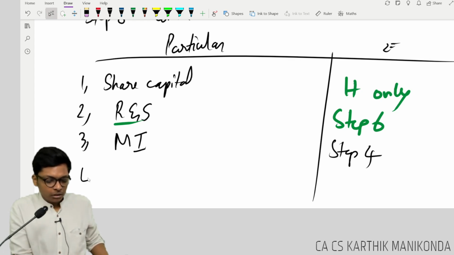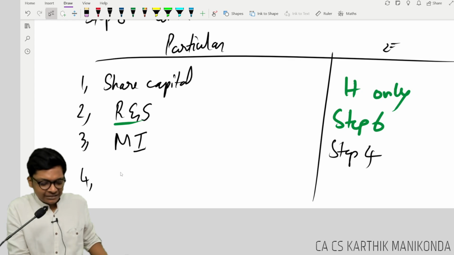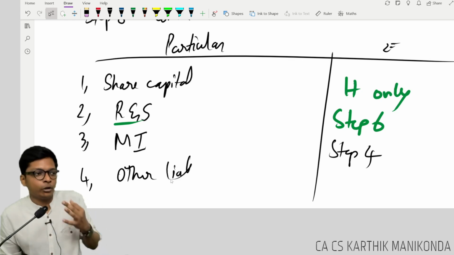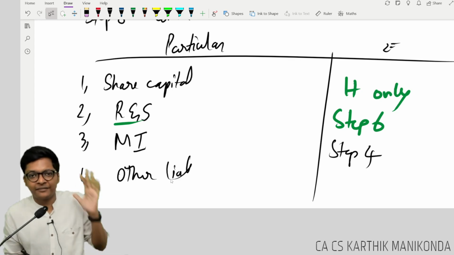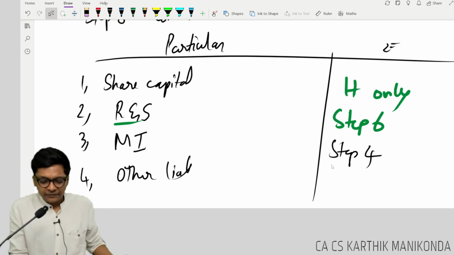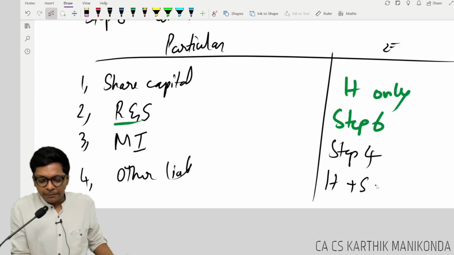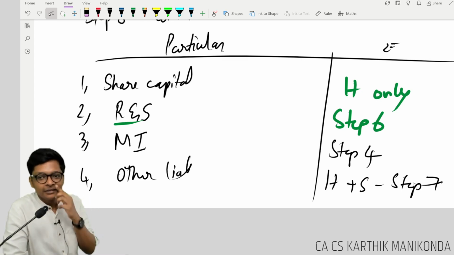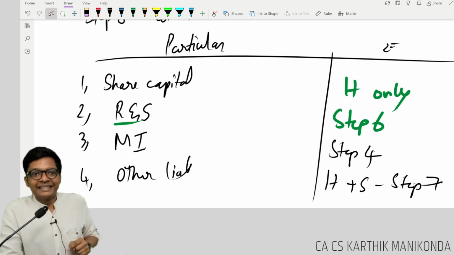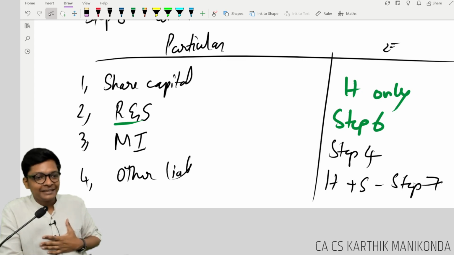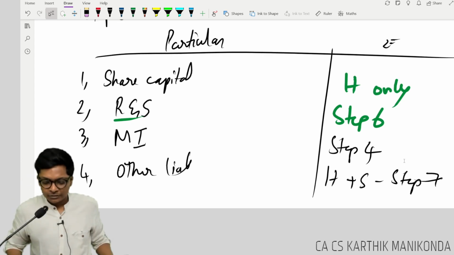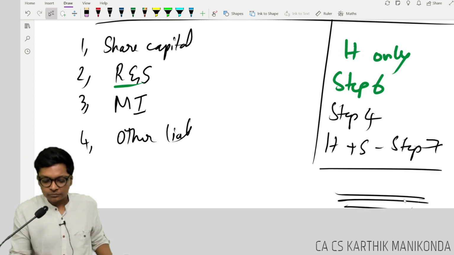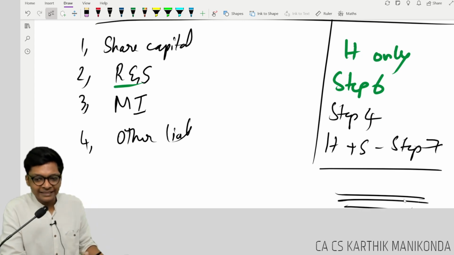Next, rest everything else, guys. Other liabilities. I am just writing it simply. It includes current, non-current, long-term borrowing, short-term borrowing, trade payable, everything else. It is what plus what? H plus S minus step 7, if any. Correct? H plus S minus step 7, intercompany. Are you following, guys? Easy. This will be total. Create the template, guys.